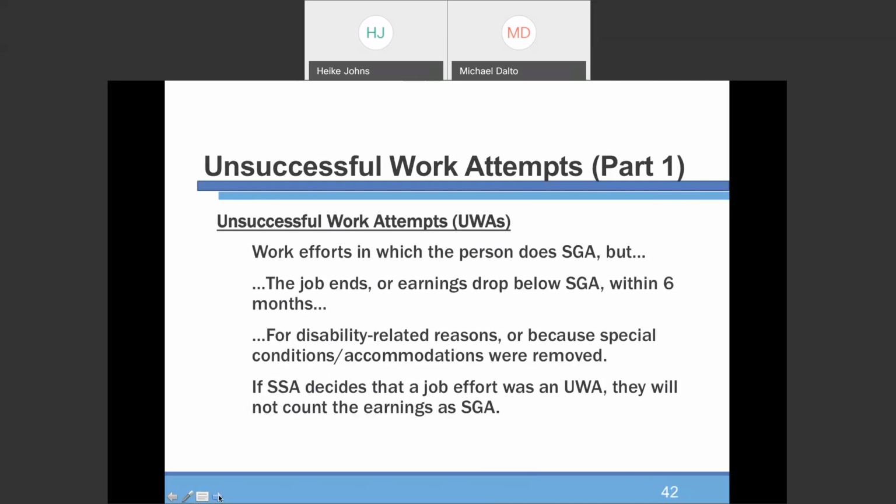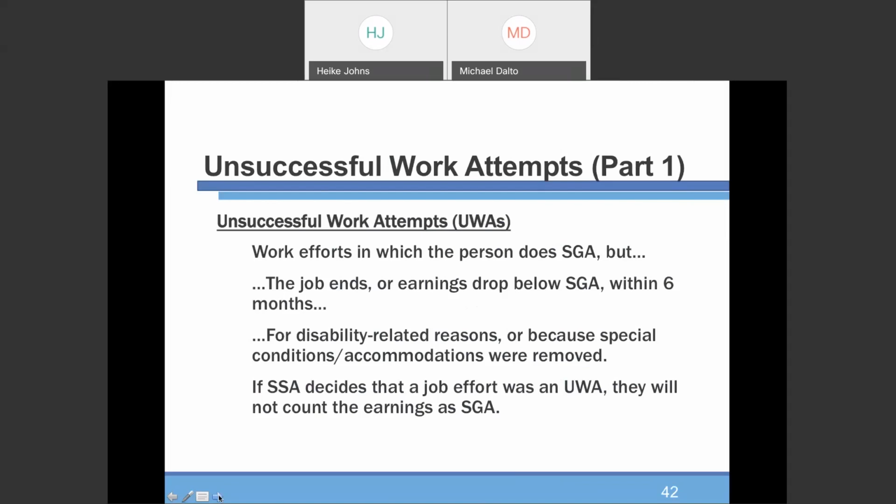We should also talk a little bit about unsuccessful work attempts. This is a less well-known Title II work incentive, and it's very helpful for a person who may start in a job, may be actually doing SGA, their countable earnings, even after using IRWES and subsidies, are clearly at or above the SGA level. But within 6 months, the person either stops work or their earnings drop below SGA, their countable earnings fall below SGA for disability-related reasons, or because special conditions or accommodations they had were removed.